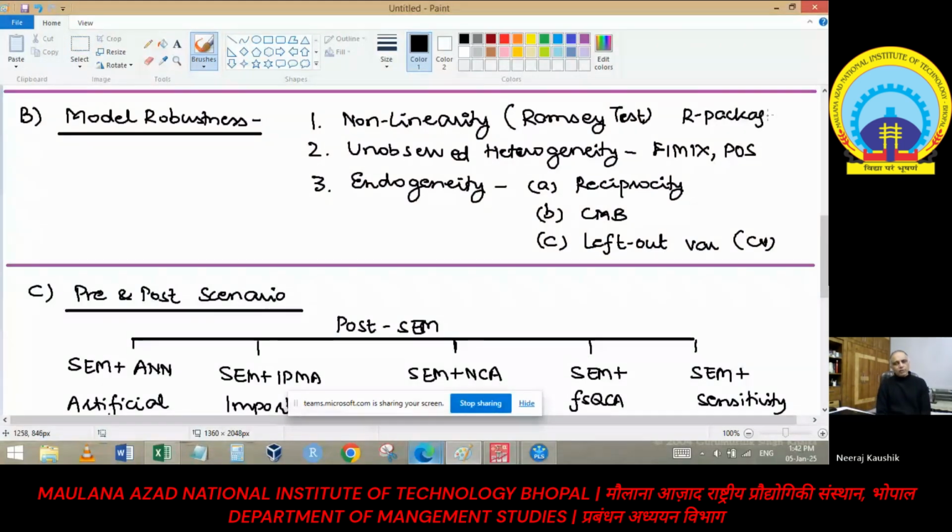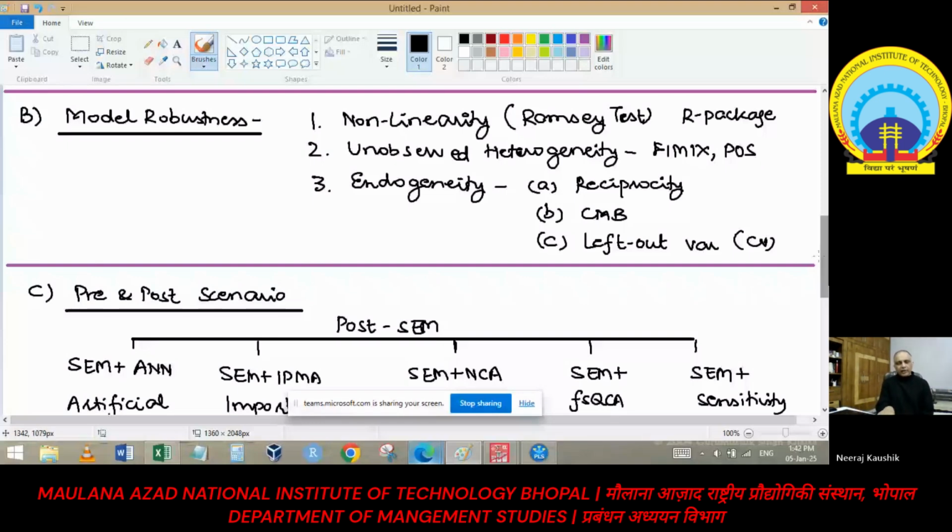PLS-POS, FIMIX, etc. Unobserved heterogeneity we can check. The basic idea is to always think of cluster analysis. And then endogeneity. Common method bias leads to endogeneity. It is one portion.